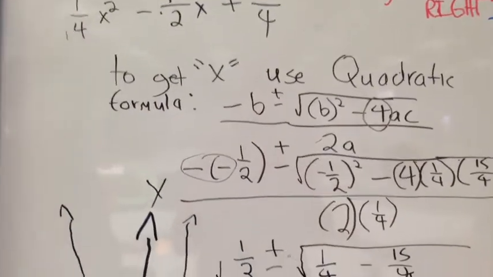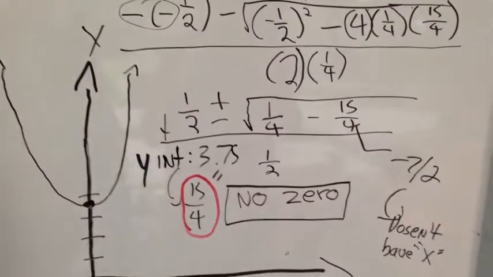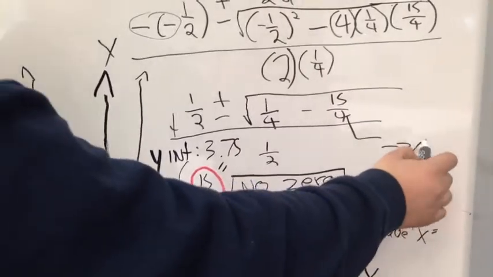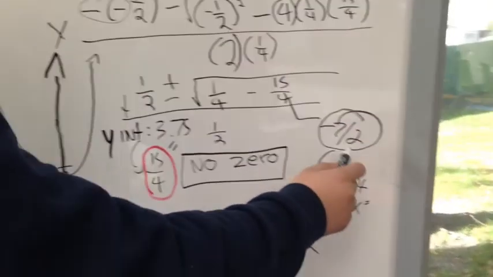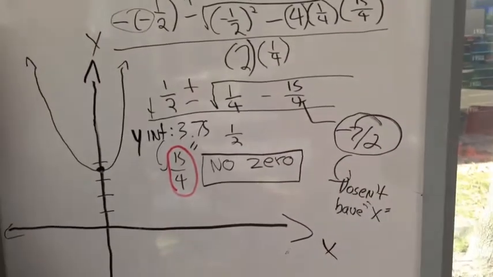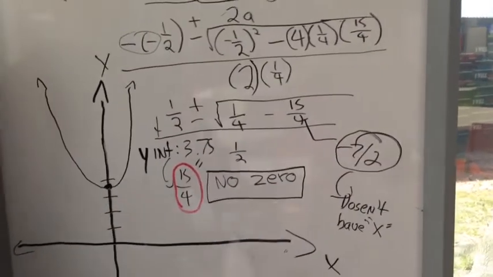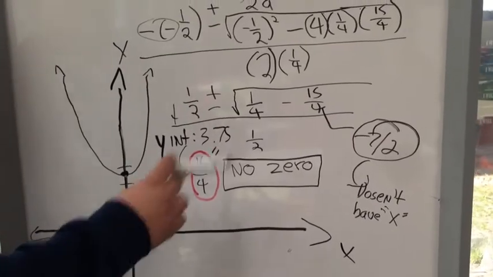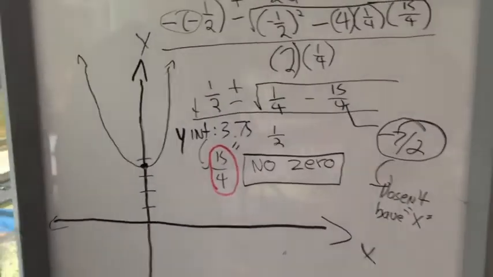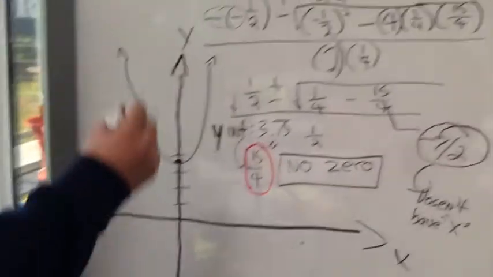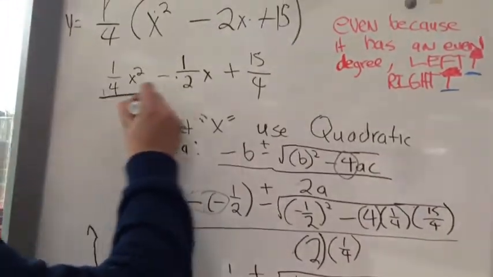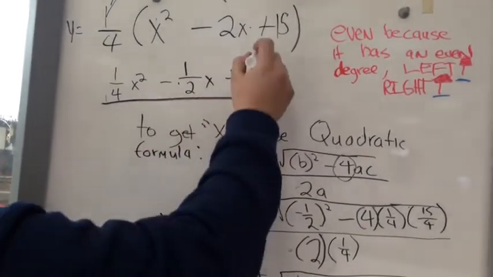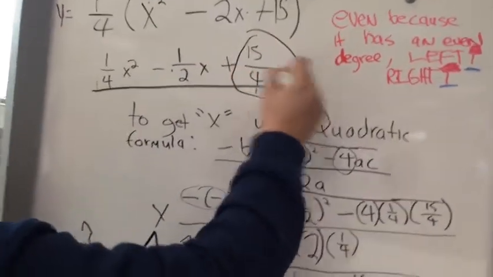As you can see, here are the answers, but when we multiply all that is inside of the square root, we get a negative number. So that means that we don't have an x, because we cannot have negative square roots, so this has no zero. To get our y-intercept, we just simply look at this formula. We see the number that doesn't have a variable, in this case 15 over 4.